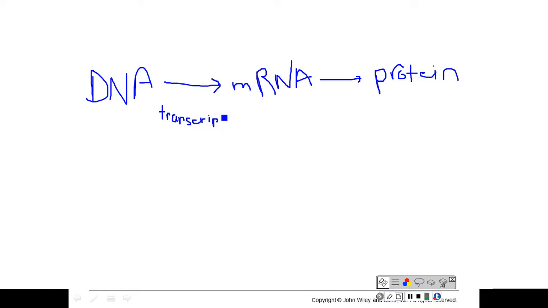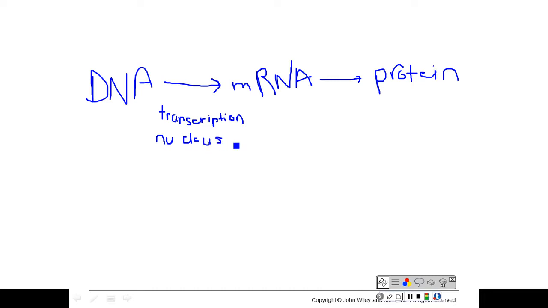The process of transcription, this step is all about transcription. Transcription is DNA making mRNA. This occurs in the nucleus, which makes sense because that is where the DNA is located.